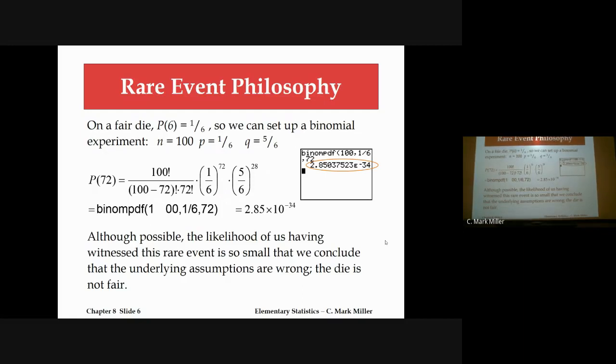Extremely rare, all right? So, although it's possible, the likelihood of us witnessing a rare event this rare is so small that we conclude the underlying assumptions are wrong, that the die is not fair, right?